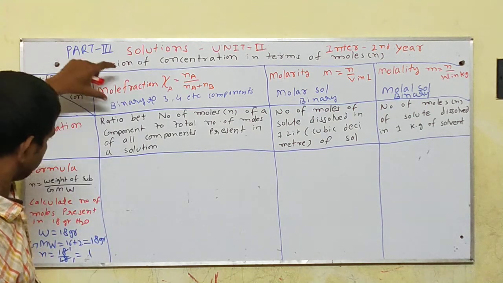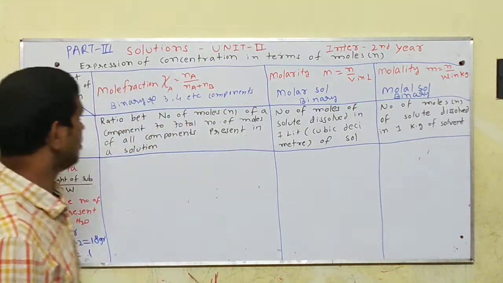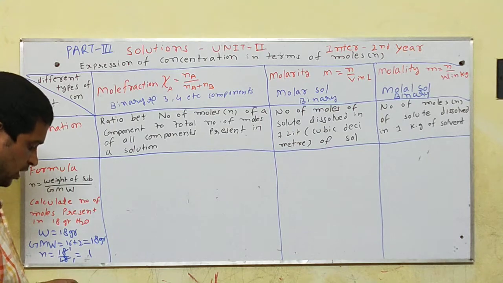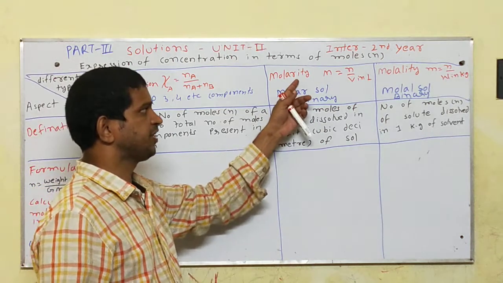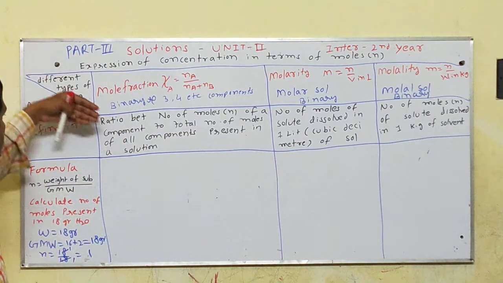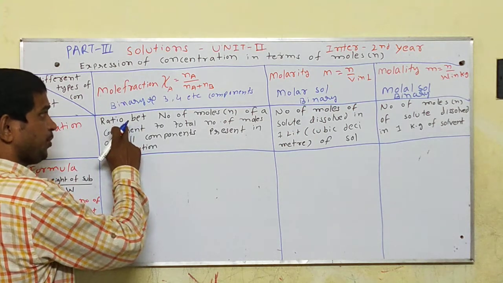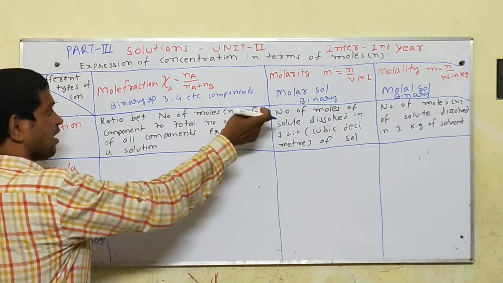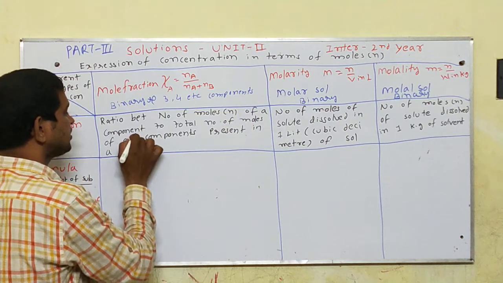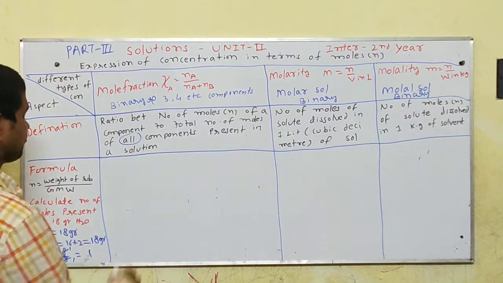In this, concentration is expressed in terms of moles. We have three types of concentration. First one is mole fraction. Second one is molarity. Third one is molality. First we see the definition of mole fraction. It is the ratio between the number of moles of a component to the total number of moles of all components present in a solution. I will write the formula.